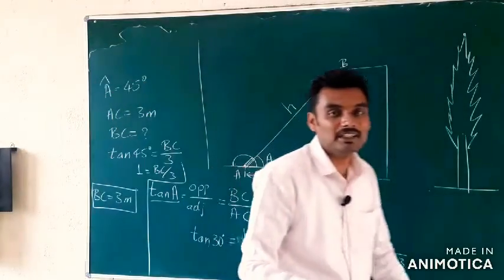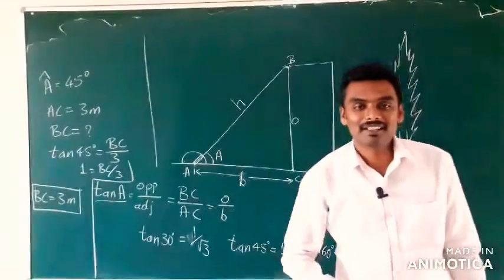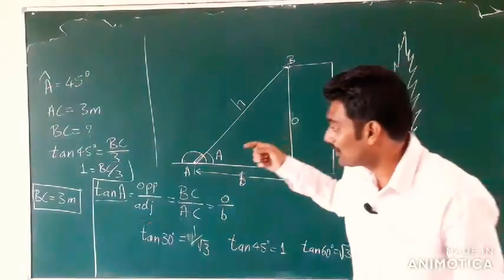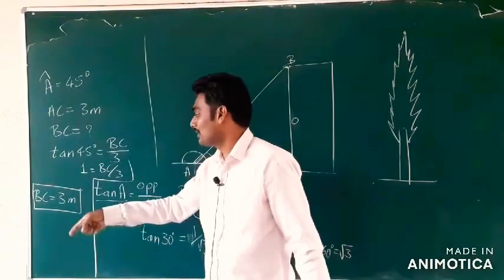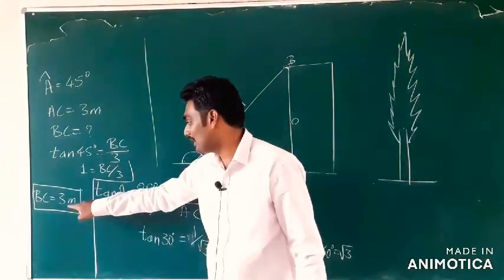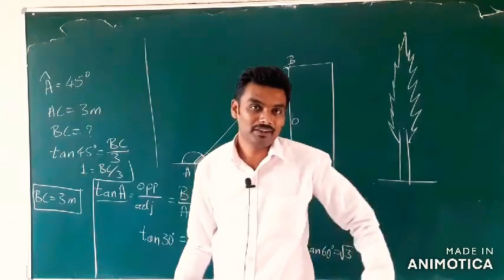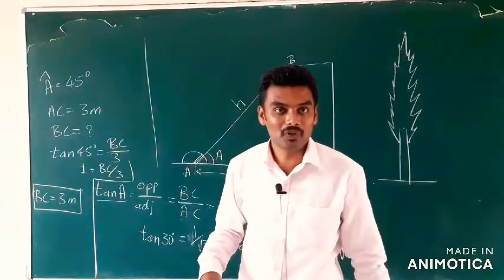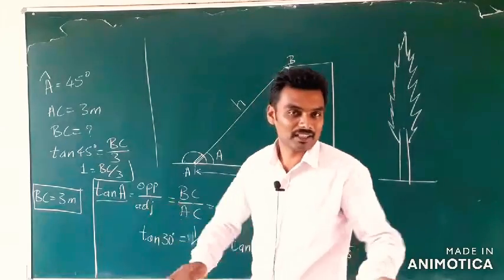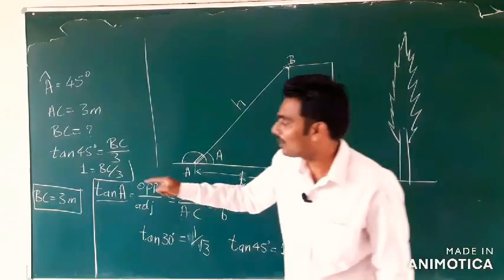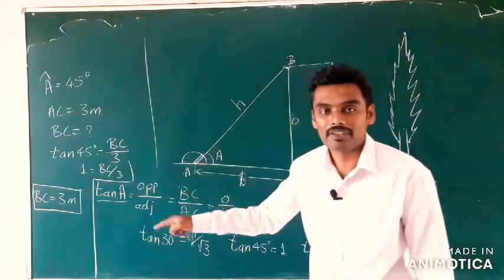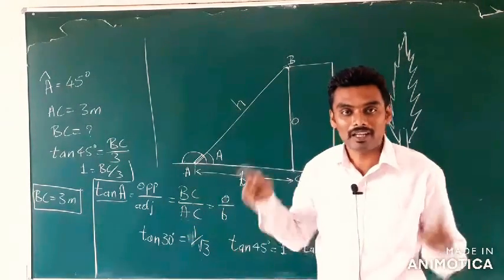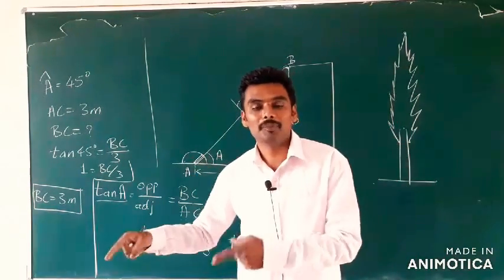So theoretically, the value of the height of the wall that we obtained is 3 meter. We have not done the actual measurement of the wall till now. It is all the theoretical calculation that we have done, and that value BC is equal to 3 meter, which is the height of the wall. Now let us go and check it practically.